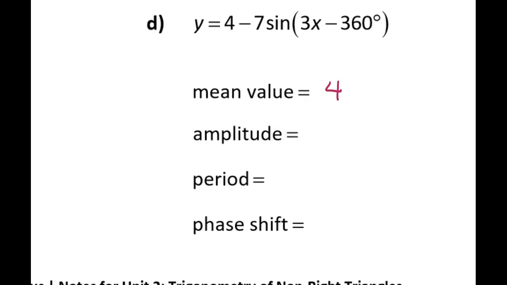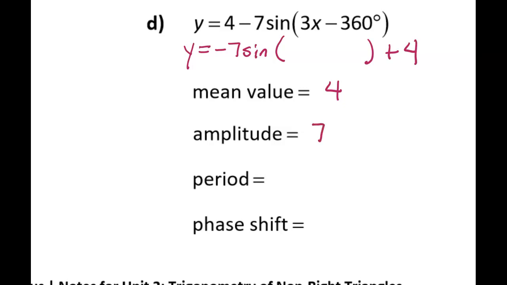Last example. Our mean value on this one is actually 4. Now what I'm going to do is rewrite this so that it looks a little bit different, so we can see that the 4 is actually being added, right? We have a -7 times the sine of 3x minus 360 plus 4. Same thing, just rearranged, so our mean value is +4.